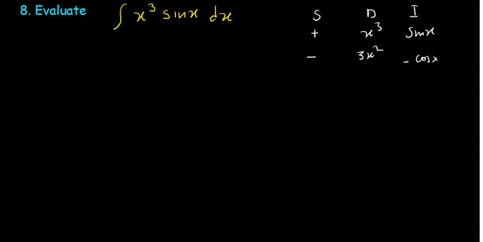And again, we differentiate 3x squared, that will give us 6x. If we integrate negative cosine of x, we're going to get negative sine of x. And then minus, if we differentiate 6x, we're going to get a 6. If we integrate negative sine of x, we're going to get a positive cosine of x. Again, we want to reach a constant. Differentiate 6, we get 0. If we integrate cosine of x, we are going to get back sine of x. So at this point now we can multiply in the diagonal like that.